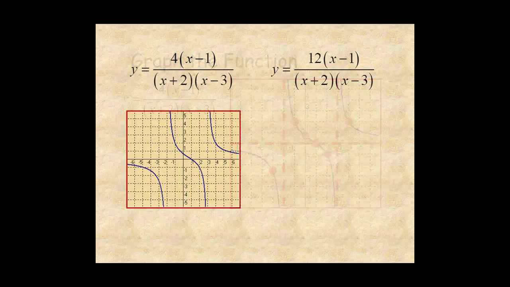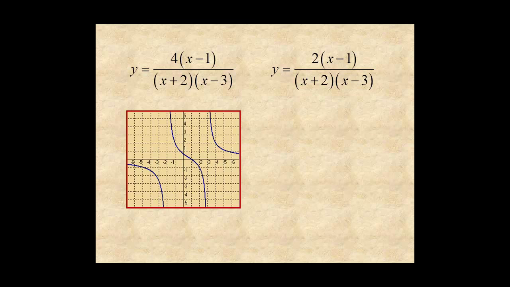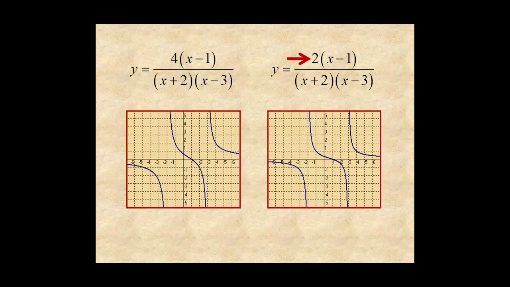Here are some variations of the function. If you increase the constant in the numerator, the graph stretches vertically. For example, you can see this branch of the graph is higher. If you make the constant smaller, the graph shrinks vertically. For example, you can see this branch of the graph is lower.